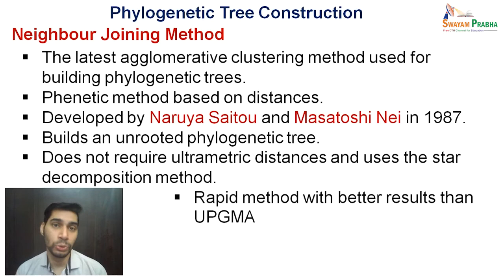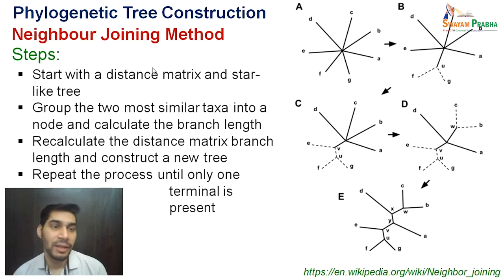Now, going by the steps, we first start with the distance matrix and a star-like tree. So let's say this is a star-like tree between A, B, C, D, E, F, and G. Then group the two most similar taxa into a node and calculate the branch length. So here, let's say F and G are the most similar taxa. So we group them, and let's say U is the common ancestral or node point. So we calculate the distance from U to F and G. Recalculate the distance matrix and branch lengths, and construct a new tree.